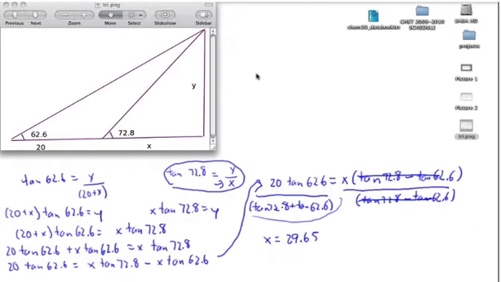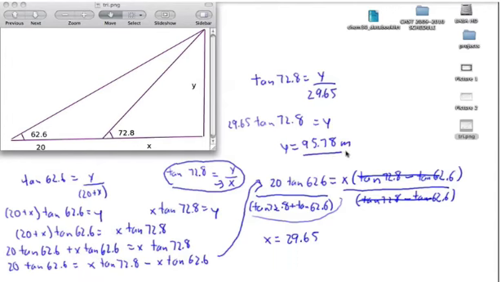So now we have tan of 72.8 is equal to y over 29.65. And again, we'll solve for y. So y will be equal to 29.65 tan of 72.8. And we plug that into the calculator, and y gives us a value of 95.78 meters. So therefore, the height of the bridge is 95.78 meters.